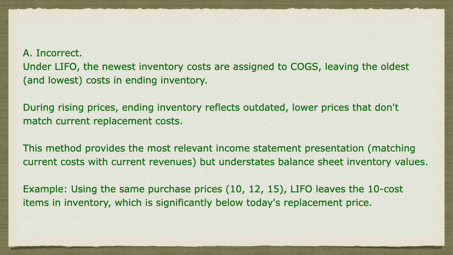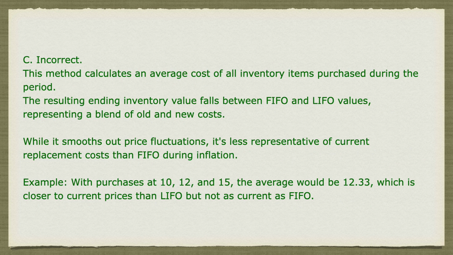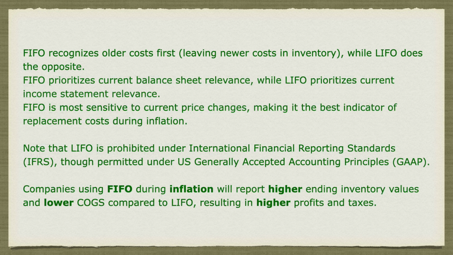A, incorrect. LIFO assigns newest inventory costs to COGS, understating inventory values during rising prices. C, incorrect. Average cost method calculates inventory value by averaging all purchased items, falling between FIFO and LIFO values. It smooths price fluctuations, but is less representative of current replacement cost than FIFO during inflation.